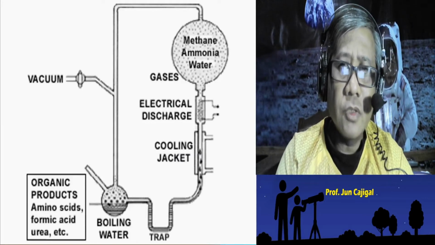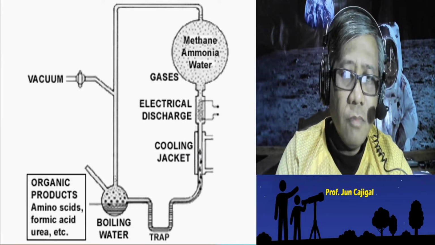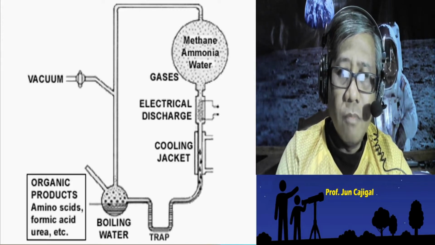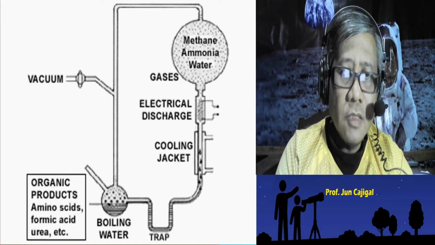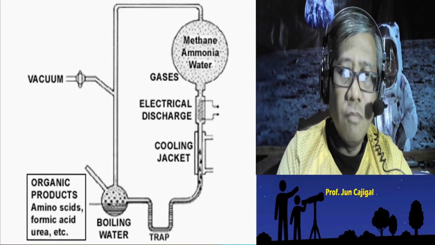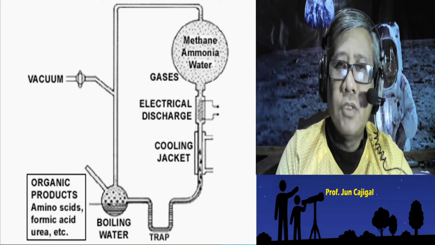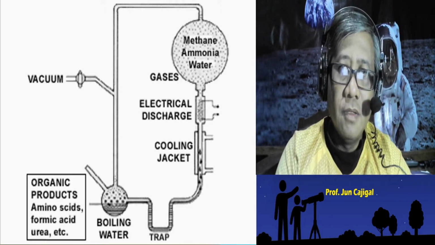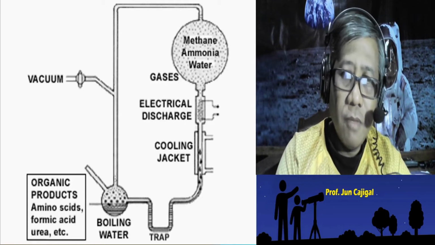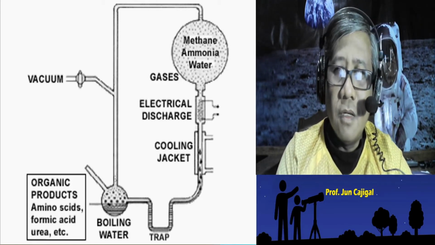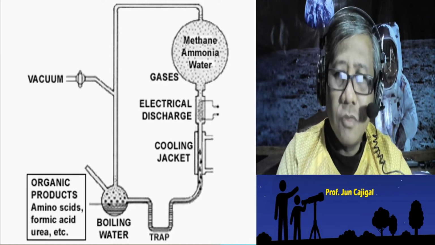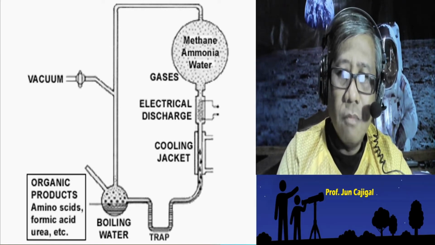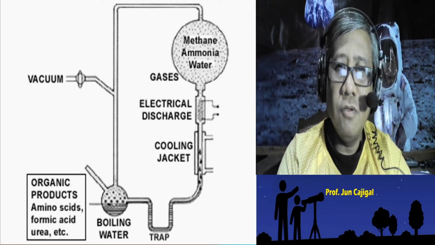So this is what they did. Everybody focus on this diagram. So they were able to come up with this setup. It's some sort of a modified test tube. So inside the setup, you have methane, ammonia, water vapor. So what are they doing? They were trying to simulate the primordial atmosphere. In the abiotic synthesis theory, they mentioned that the primordial atmosphere was composed of methane, ammonia, water vapor, carbon dioxide. So that's what Miller and Urey did.